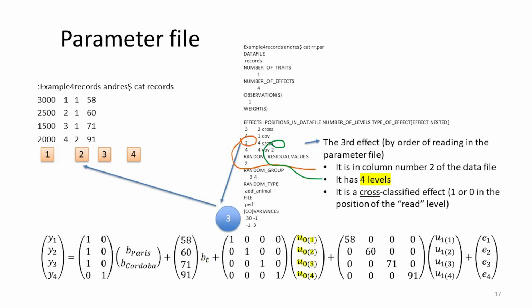Then you have the third effect, which is in column number 2, and it has 4 levels and it's cross-classified. So it will say, oh, this is level number 1 here. So I put a 1 in level number 1. This is level number 2. So I go to here, 1, 2. Level number 2. I put a 1 and I put 0 everywhere else. This is level number 4. So 1, 2, 3, 4. Level number 4. It will be the number that gets here.